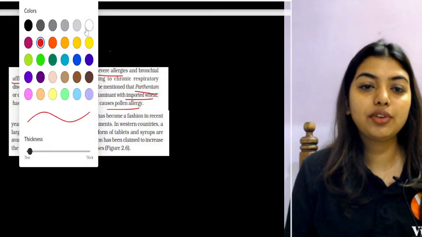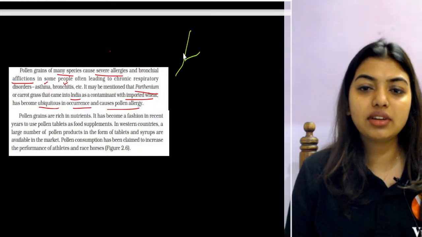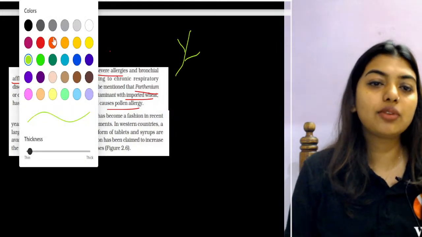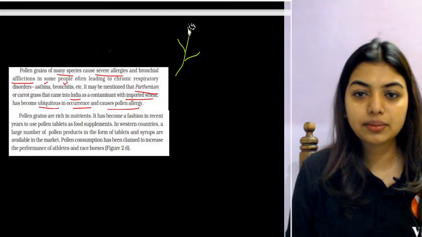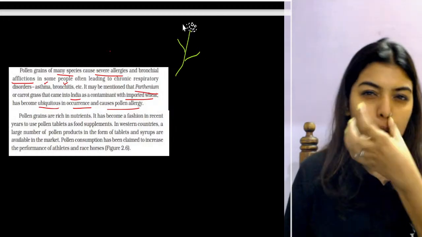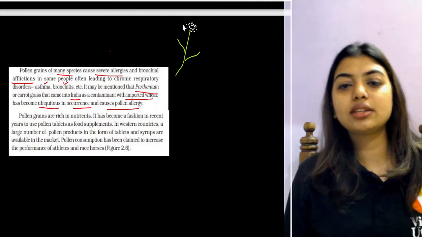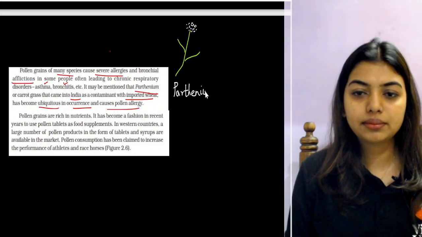I don't know how many of you have seen this, carrot grass. It will be present everywhere, wherever the plants are not there or weeds are there. You will be able to see carrot grass, which looks like this. They have white, small, tiny flowers. It is also called Parthenium or carrot grass.